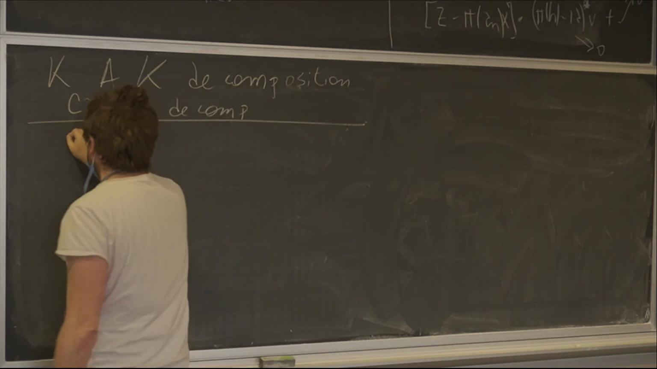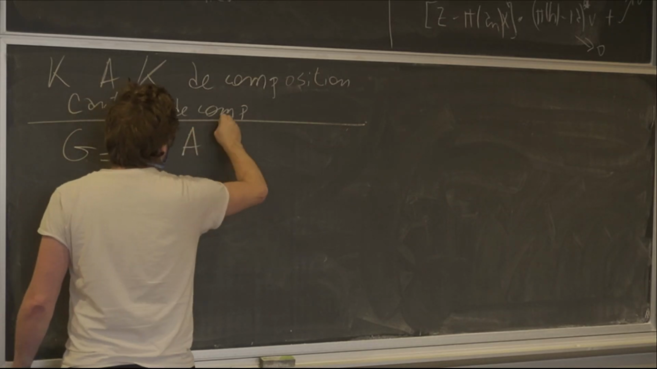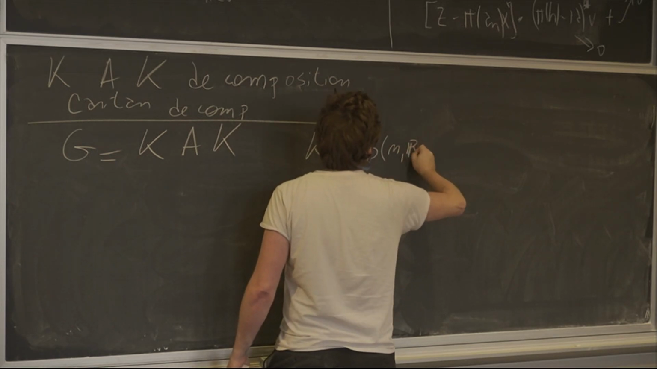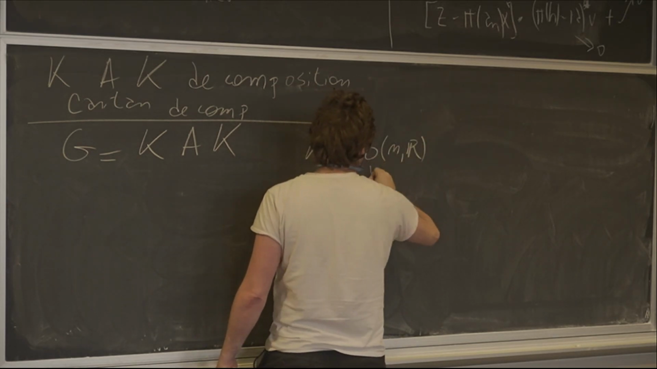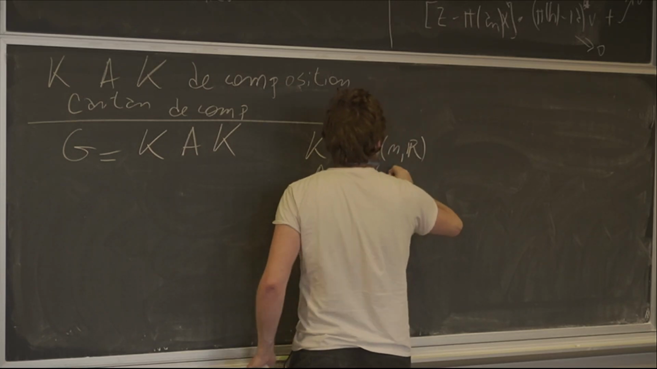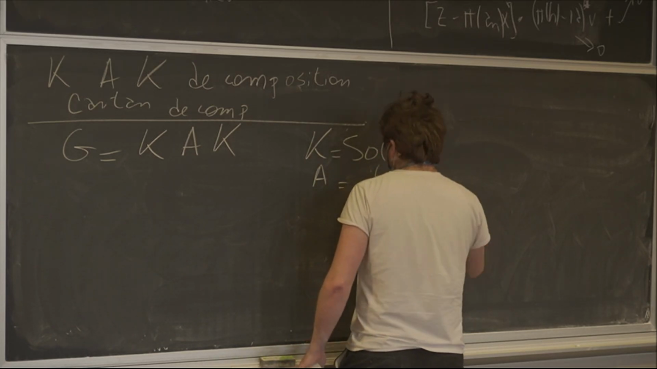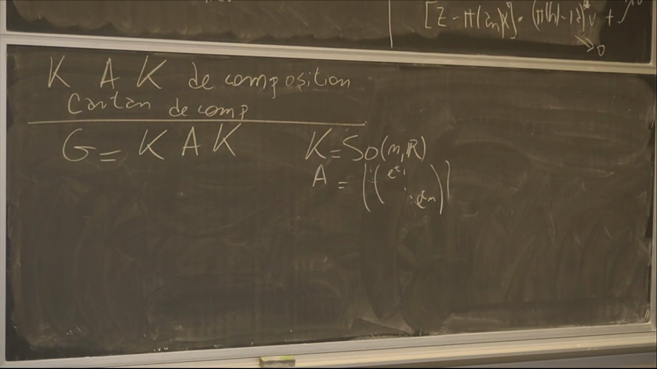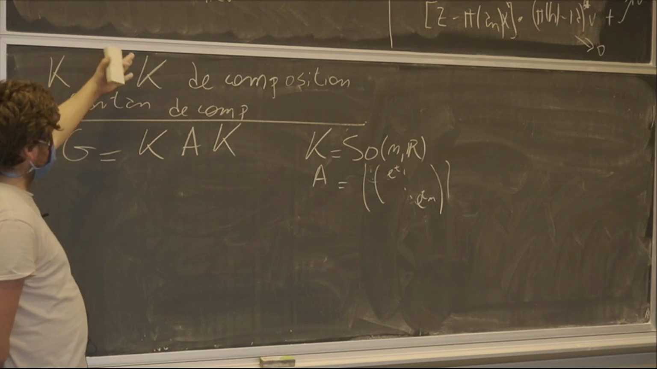Which essentially says that G can be written as KAK, where K is orthogonal and A is, as always, diagonal. So it's e to the t1, e to the t. So this, for a general semi-simple group, is this fancy Cartan decomposition, the KAK decomposition.